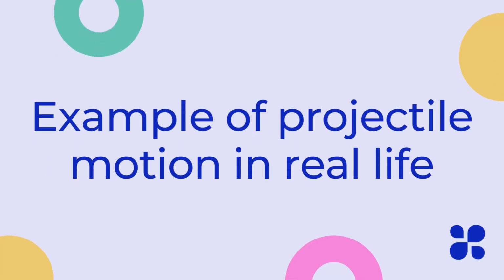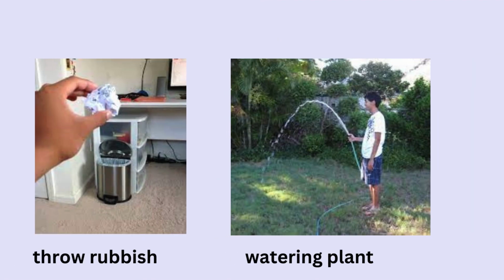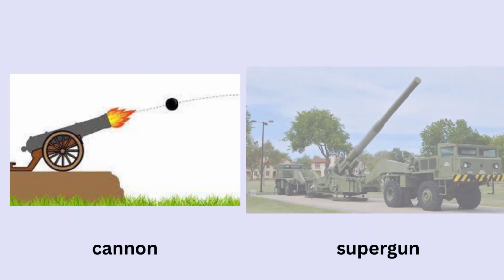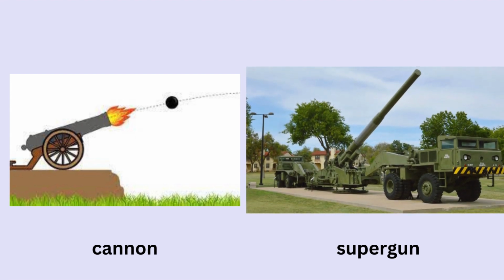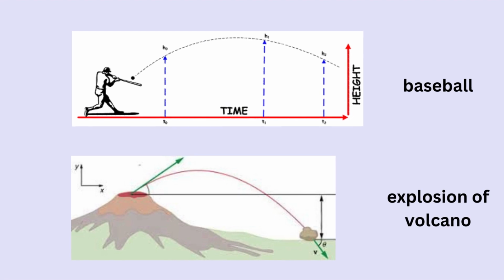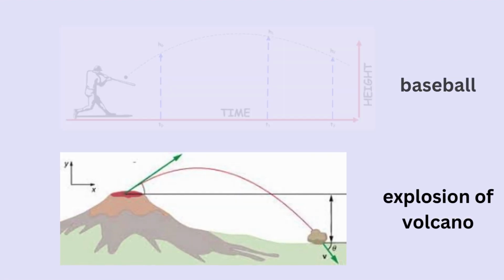Examples of projectile motion in real life. In sport, we have motorcycle stunts and javelin throw, or throwing a spear. In daily life, we have throwing rubbish and watering plants. In military systems, we have cannons and super guns. In projectile motion, we also have baseball and the explosion of a volcano as examples.